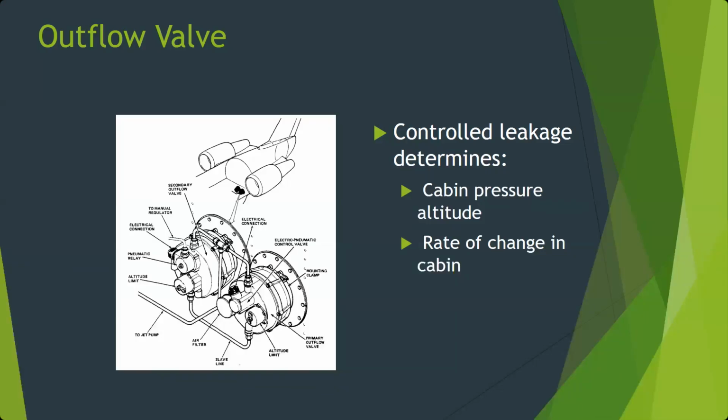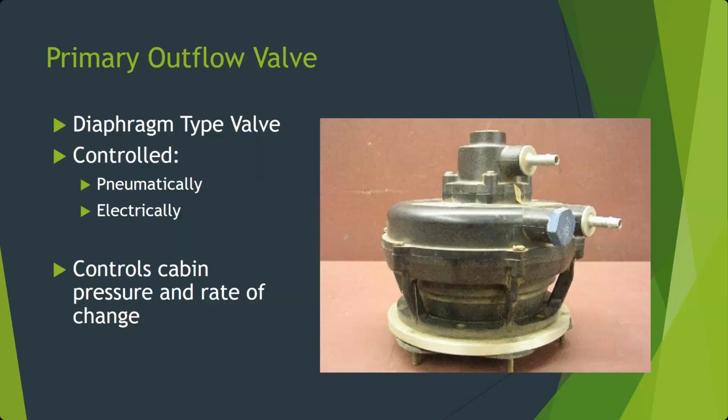So getting into pressurization, remember, pressurization requires three elements. We need a pressurized air source, a container for it to go into, and then we need to control the leakage out from that container, or the outflow. And so we're going to look at outflow valves for that. Outflow valves are a controlled leakage source, which can determine the cabin pressure altitude, as well as any change or the rate of change, how quickly that altitude changes.